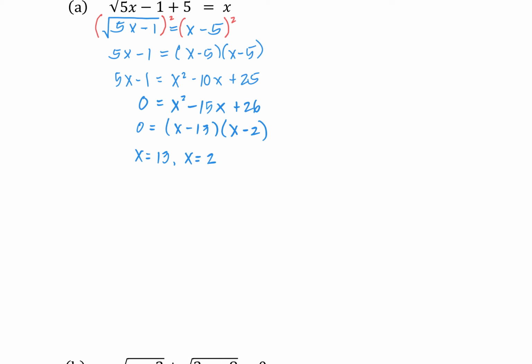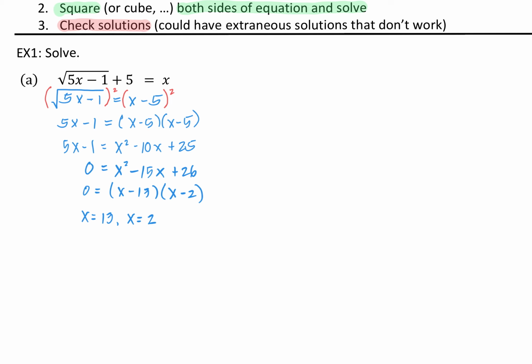However, since I squared both sides of the equation and made it bigger, these solutions may not work. I need to check them. So off to the side, I'm going to check these solutions. And when you check, make sure that you put those solutions into the original equation you were given, because you could have had some math errors along the way.